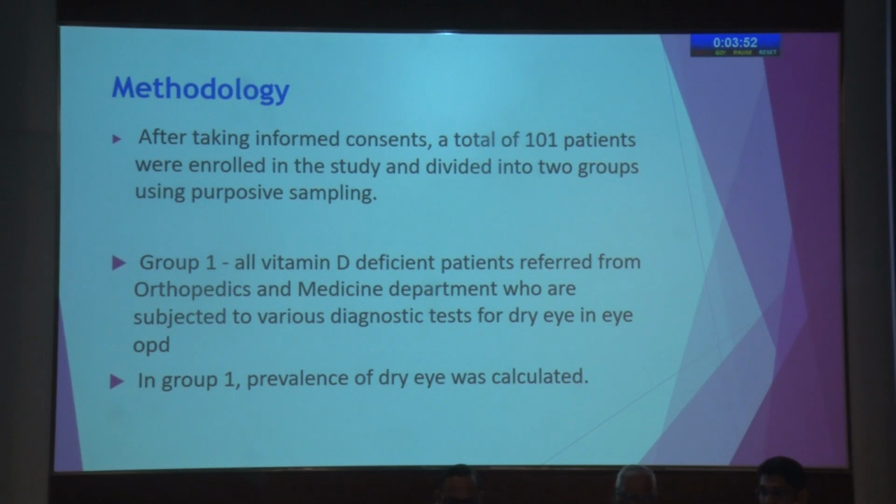Methodology: after taking ethical approval from the institutional ethical committee and informed consent from the patient, a total of 101 patients were enrolled in the study and divided into two groups. Group 1 were all the vitamin D deficient patients referred from the orthopedic and medicine departments, who were subjected to various diagnostic tests in the IOPD for dry eye. In this group, the prevalence of dry eye was calculated.